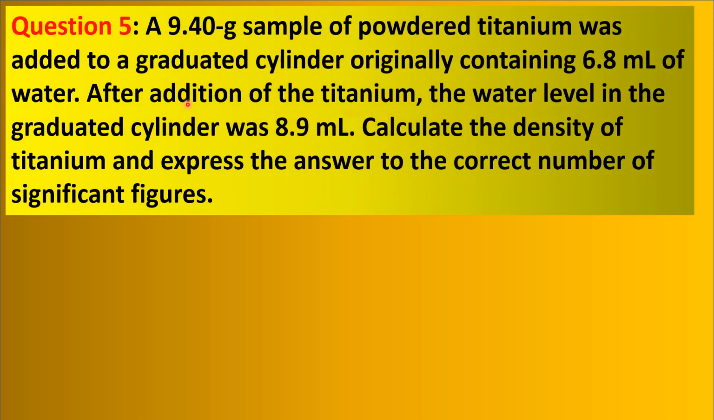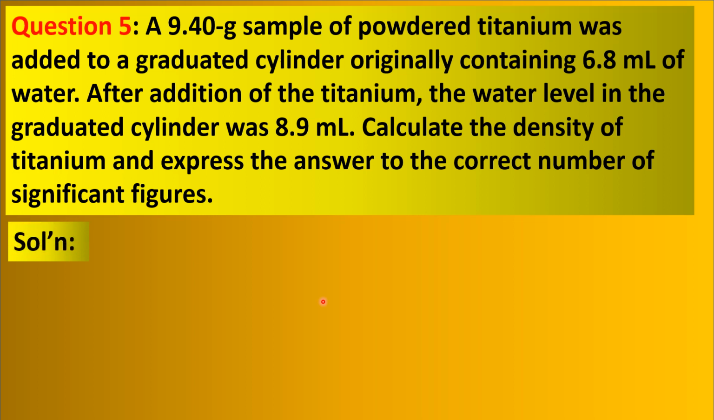We are now down to our last question. Question number 5. A 9.40 gram sample of powdered titanium was added to a graduated cylinder originally containing 6.8 ml of water. After addition of the titanium, the water level in the graduated cylinder was 8.9 ml. Calculate the density of titanium and express the answer to the correct number of significant figures.